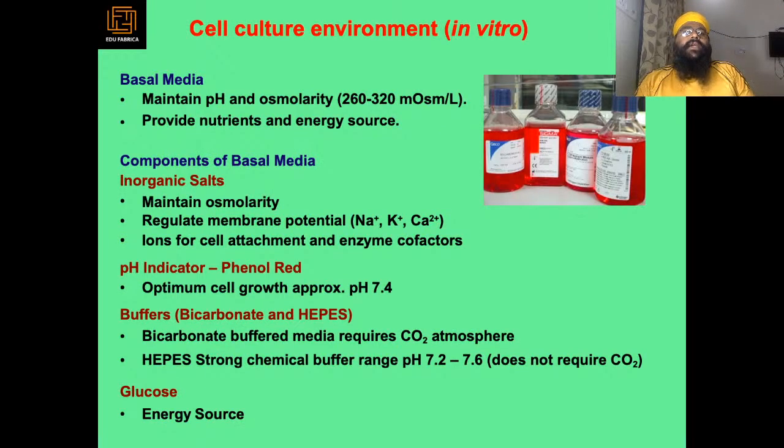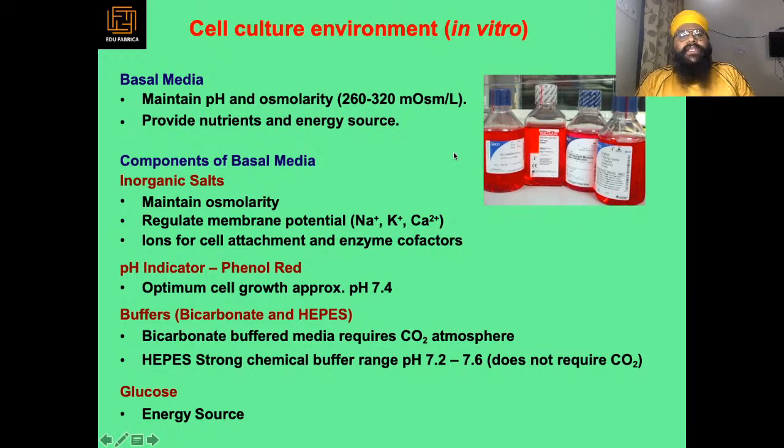Then the cell culture environment: basal media, which maintains pH and osmolarity and provides nutrients and an energy source. So what are the components of basal media? Inorganic salts, which maintain osmolarity and regulate membrane potential, like sodium, potassium and calcium, and the ions for cell attachment and enzyme cofactors. A pH indicator, phenol red, is also added, for optimum cell growth. The pH is approximately 7.4, so red color is shown here with a neutral pH around 7.4, which is optimal.